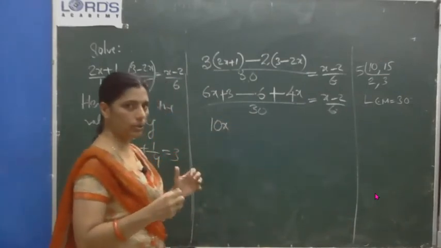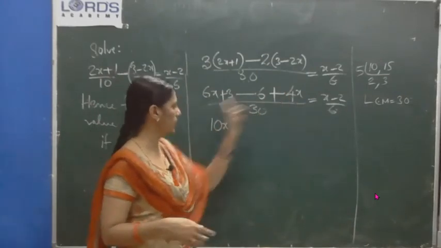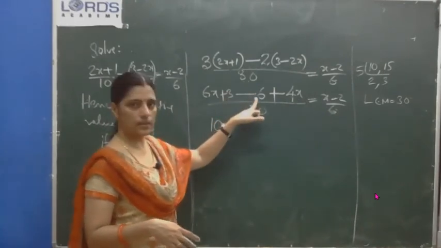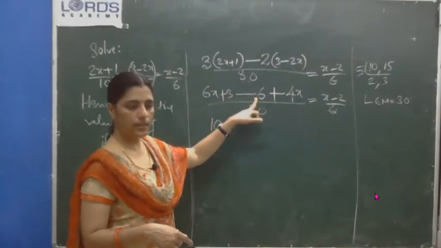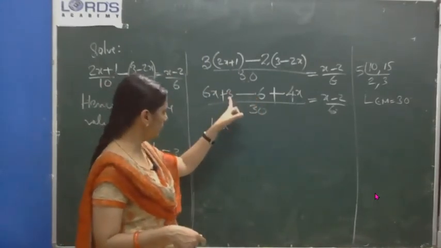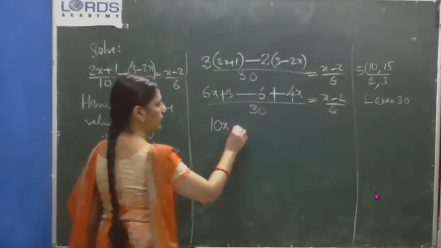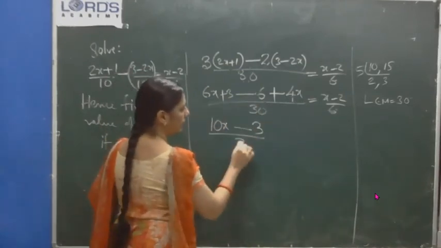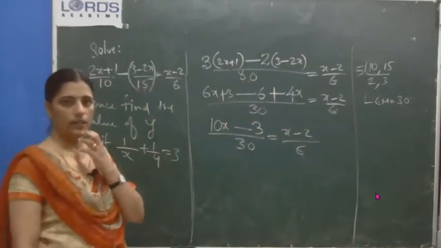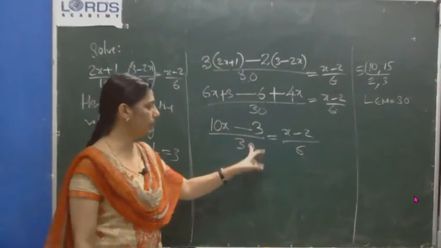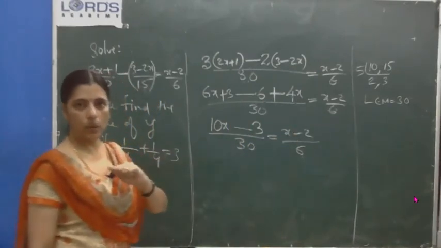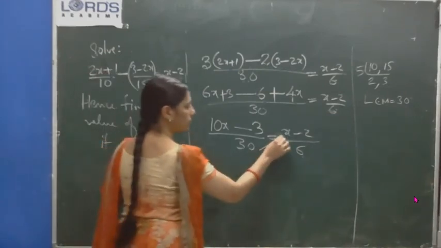Now we are fast, no? Because we got experience. 6x plus 4x, 10x. 3 minus 6 is negative 3, because from a small number you are subtracting a big one. So negative 3, whole divided by 30, equal to x minus 2 by 6. Okay, this much you write. Now what you will do, you will cross multiply. Next part you do. If there is any doubt, ask me, and do the further steps.